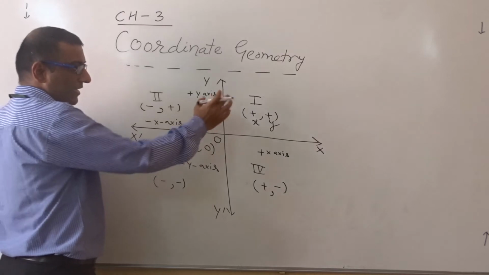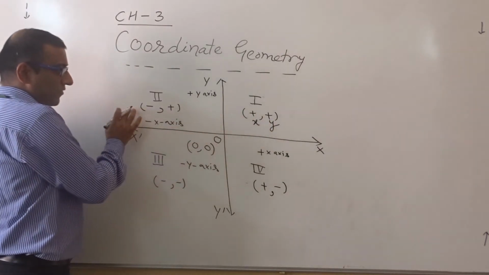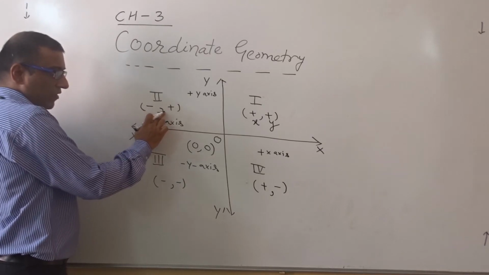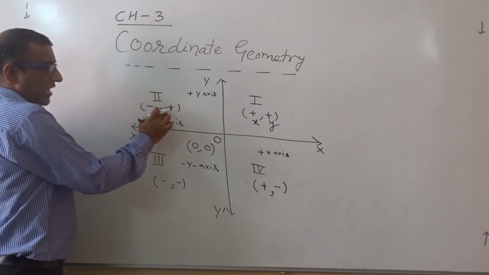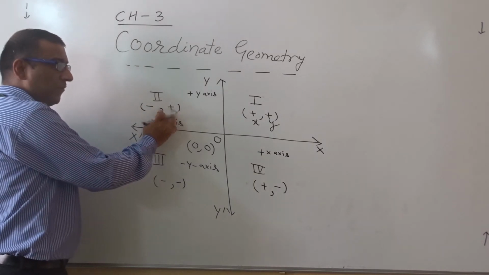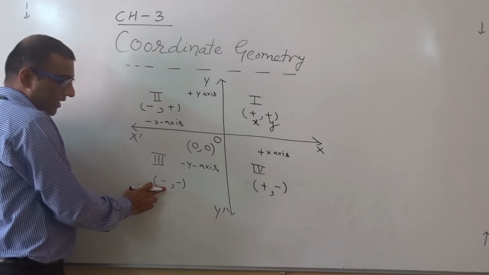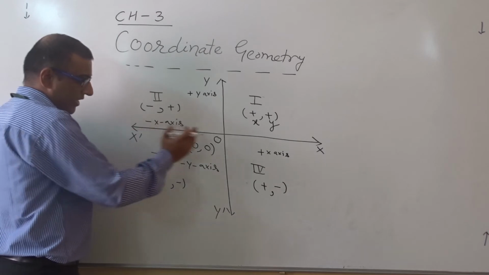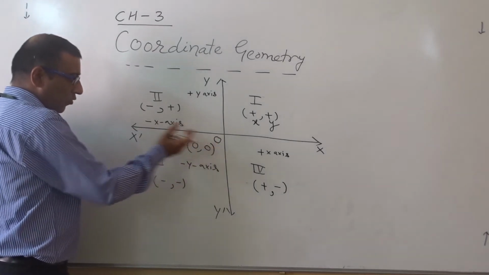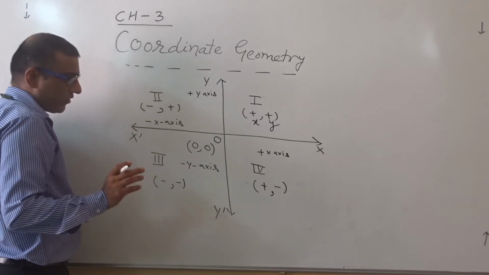So we can say in this quadrant the value of x and y both are positive. In the second quadrant, this is the value of x, this is the value of y. So we can say in the second quadrant the x coordinate is negative and the y coordinate is positive. In the third quadrant, we can say the x coordinate and y coordinate both are negative because it is related with OX dash and OY dash, and both OX dash and OY dash are related with the negative axis.